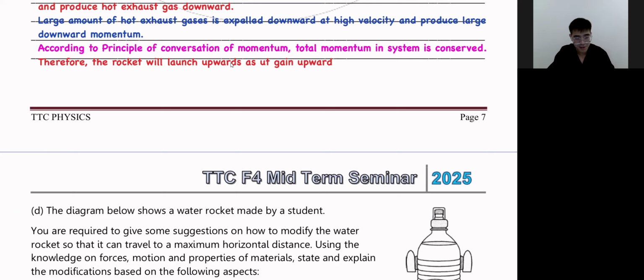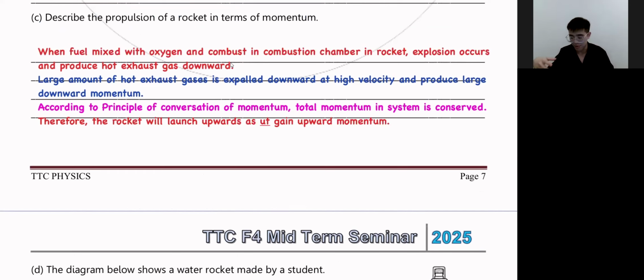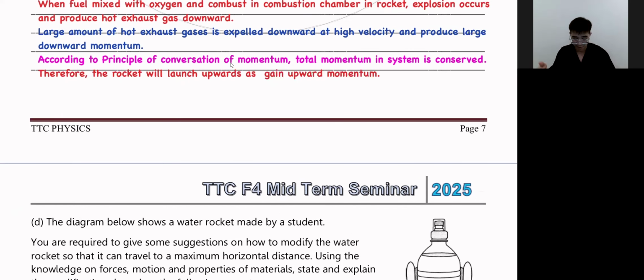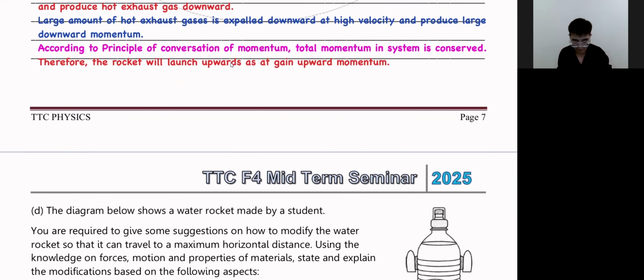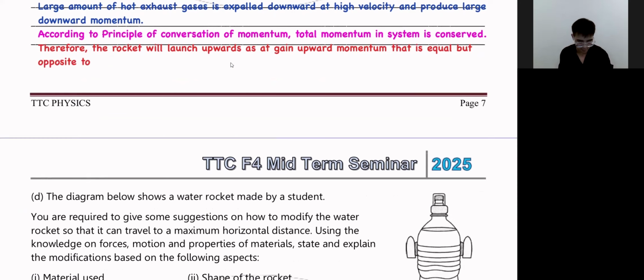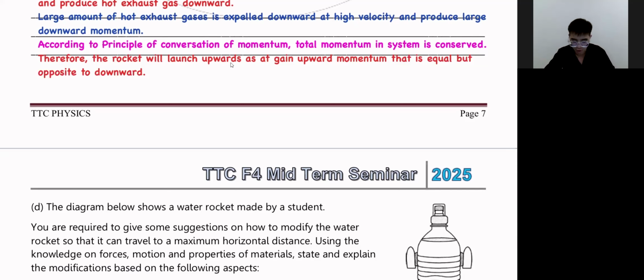Because according to Newton, when an object produces a downward momentum, the object will also be gaining an upward momentum. Then you can also explain the characteristic of the upward momentum. You can say it gains an upward momentum that is equal but opposite to the downward momentum. So that's how the upward momentum is produced.